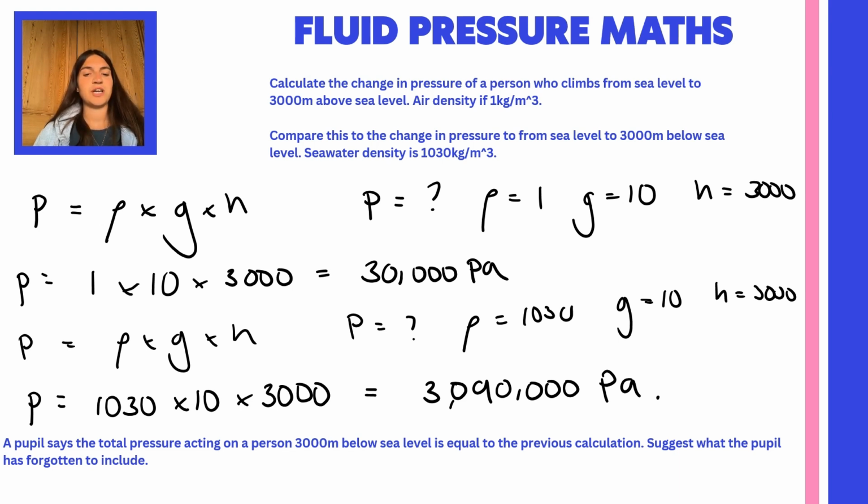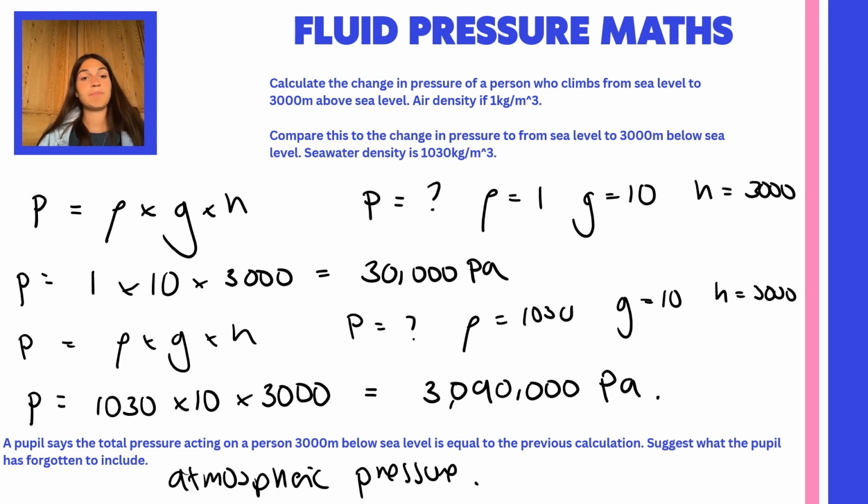A pupil says the total pressure acting on a person 3,000 meters below sea level is equal to the previous calculation. Suggest what he's forgotten to include. That was the change in pressure from being at sea level to being 3,000 meters below sea level. But that's not the pressure 3,000 meters below sea level, because that's actually just the pressure due to all that seawater which is above you. You do still have atmospheric pressure acting on you as well, even when you're 3,000 meters below sea level. So you need to add that on if it were asking for the total pressure.